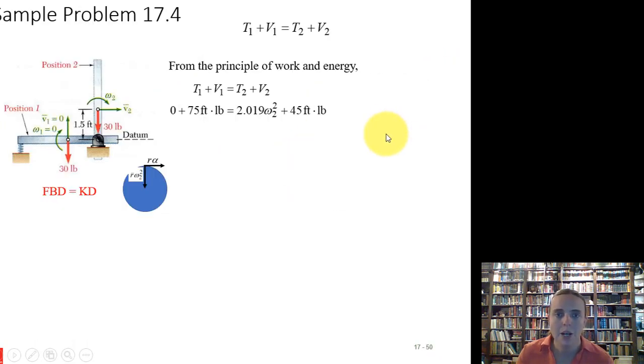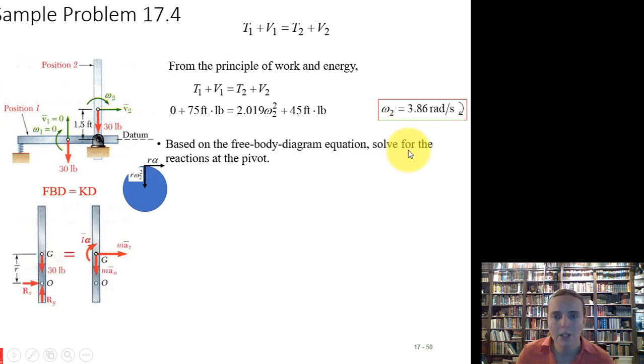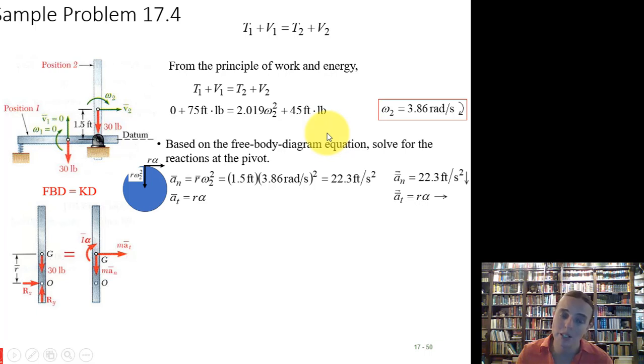Okay, so plugging in all of our numbers, we can solve for the final rotation. And once we have that final rotation from our energy balance, so T1, V1, T2, V2, and we just plug all those in there, now we can figure out the forces going on. For forces, always draw diagrams. So we have free body diagram to kinetic diagram.